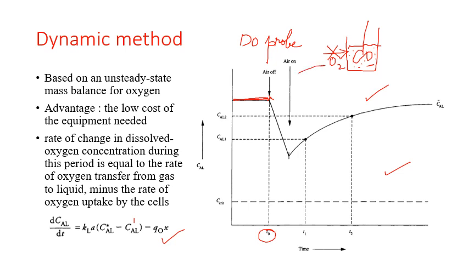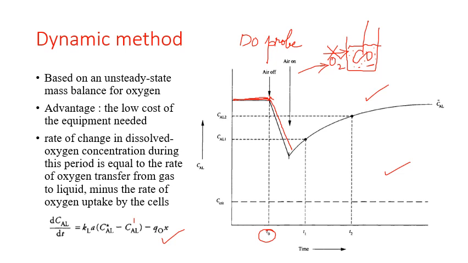What happens when you switch off the oxygen supply is that the concentration of oxygen inside the reactor will drop, right? That is this curve here, which will drop immediately. Why? Because whatever oxygen is already present in the liquid will now start getting consumed by the microorganisms. So you have a drop in the oxygen concentration.